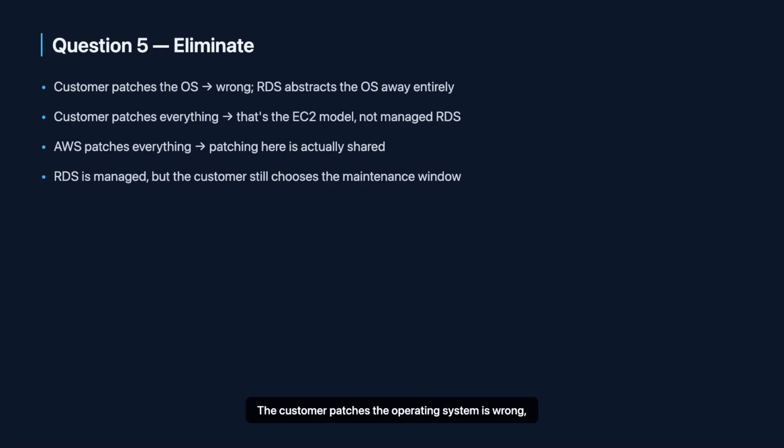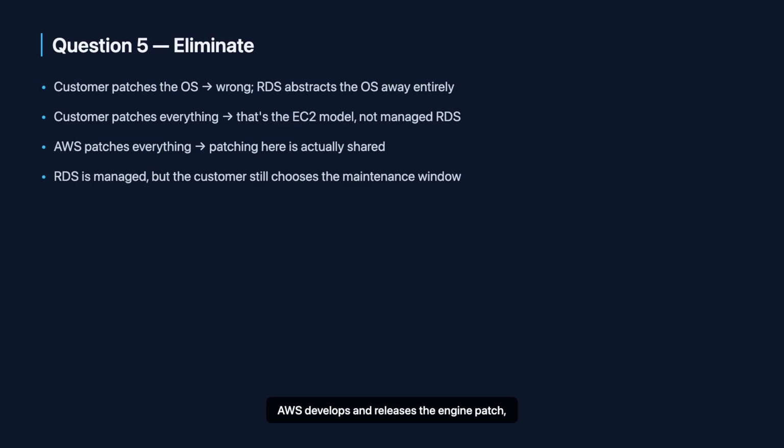Eliminate. The customer patches the operating system is wrong, because RDS abstracts the OS away entirely, you never touch it. The customer patches everything describes the EC2 model, not a managed service, so that's out. Now, Amazon Web Services patches everything feels right, but patching on RDS is actually shared.